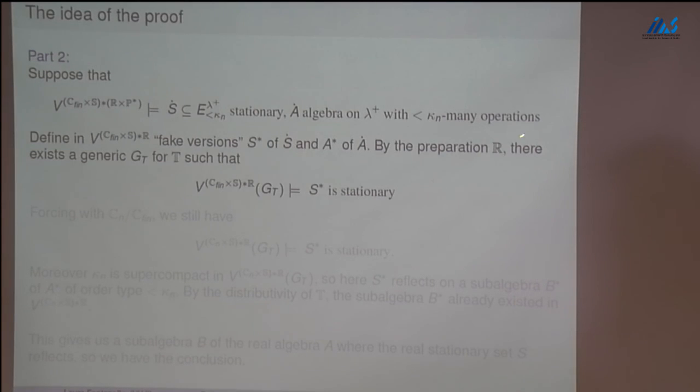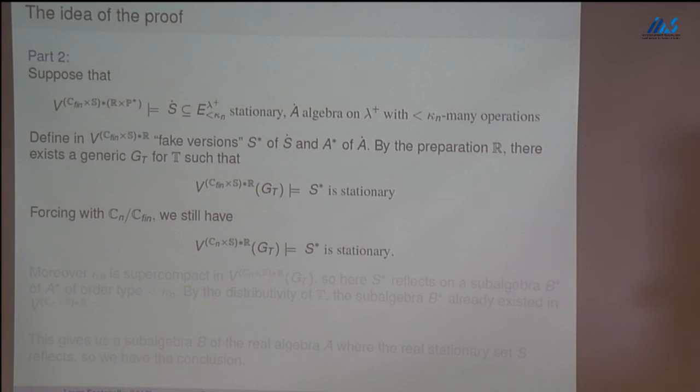But we defined the forcing R conveniently in such a way that whenever you have a stationary set like this in this model, then you can find some generic extension for the threading forcing in which the stationary set remains stationary. This is how we use the trick. So in this model, S star is still stationary.